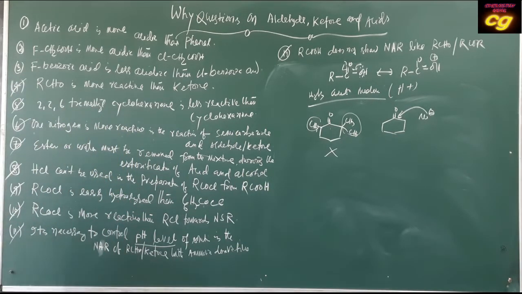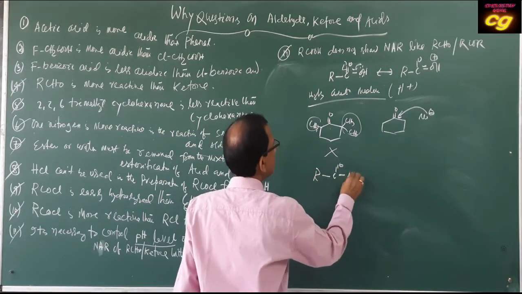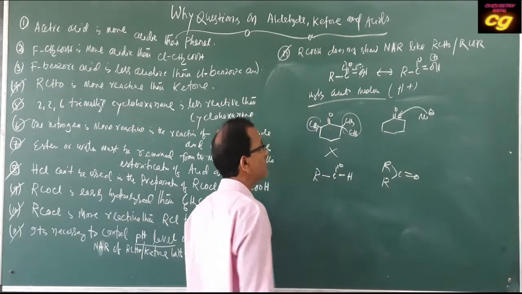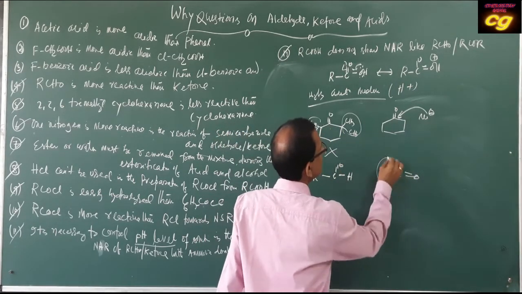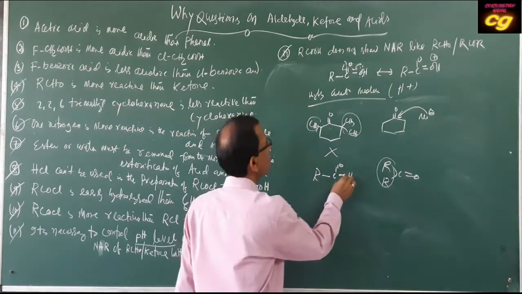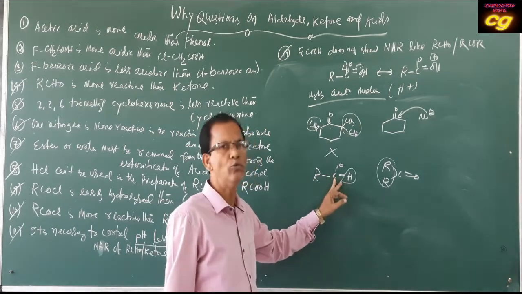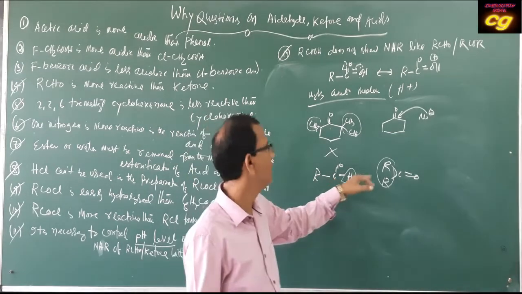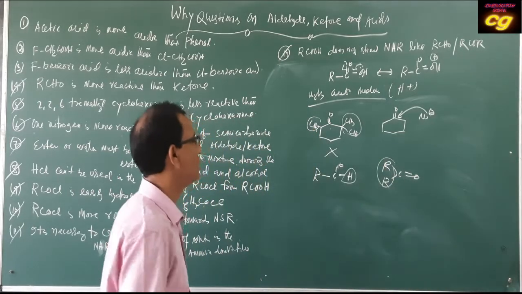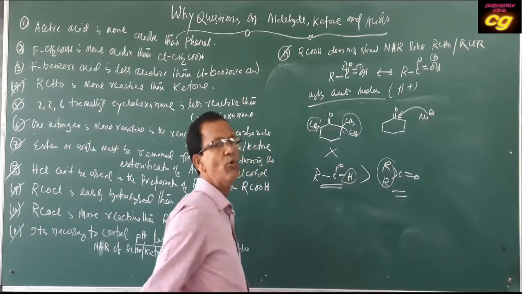Aldehyde is more reactive than ketone. Very simple answer. Why is aldehyde more reactive than ketone? The same type of answer you can write. In a ketone, the carbonyl group is sterically protected by bulkier alkyl groups. But in an aldehyde, one H, a smaller group, is there. That's why the nucleophile can easily attack the carbon atom of the carbonyl group. In a ketone, the carbon atom of the carbonyl group is sterically protected by bulkier alkyl groups. That's why it is less reactive and aldehyde is more reactive.